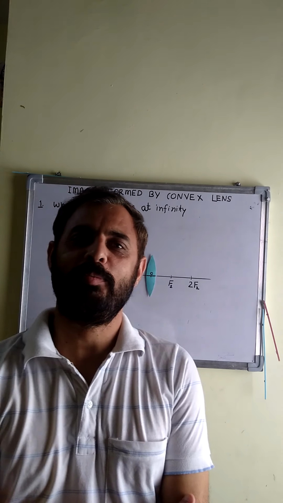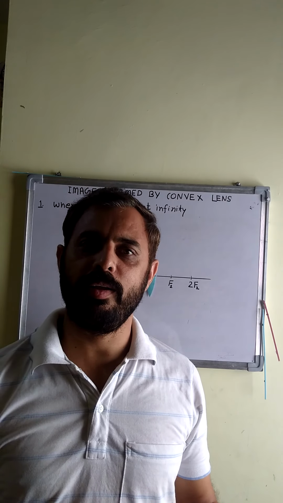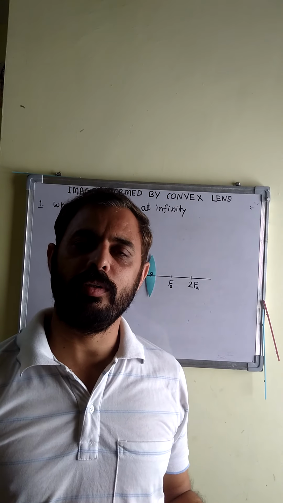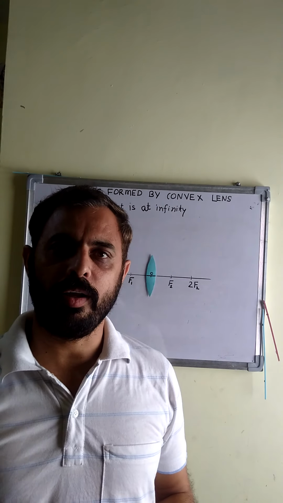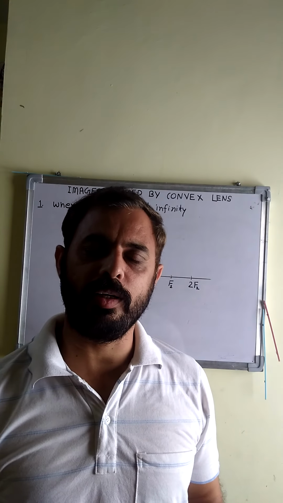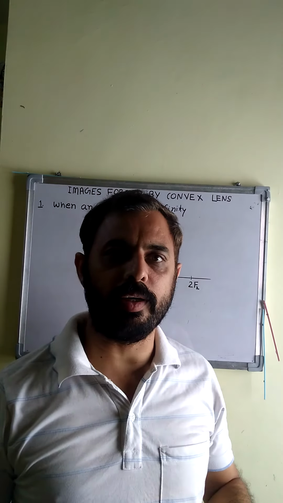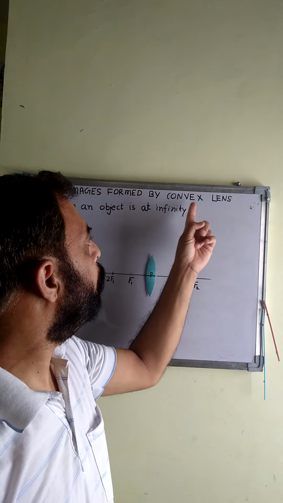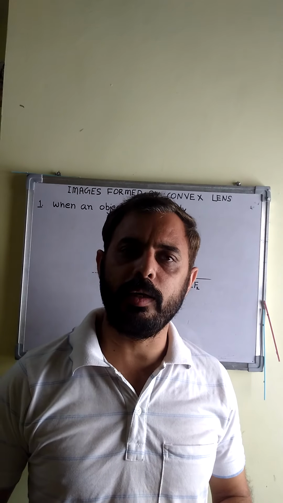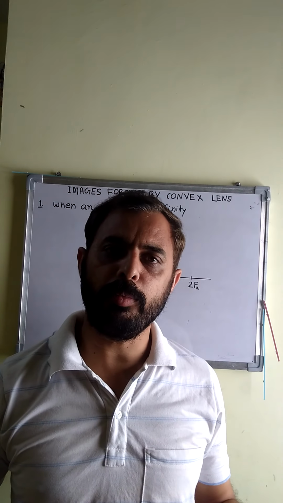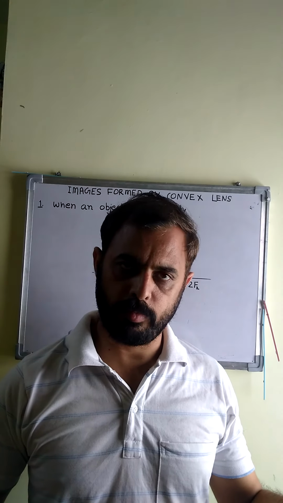Hello dear students, today's video is regarding the images formed by lenses. Earlier we studied the rules to be used to form images by lenses, and now two types of lenses we have to study. We have taken first one, that is convex lens, and our today's topic is images formed by convex lens. Convex lens can form 6 types of different images depending upon the different positions of object. So we'll start one by one.